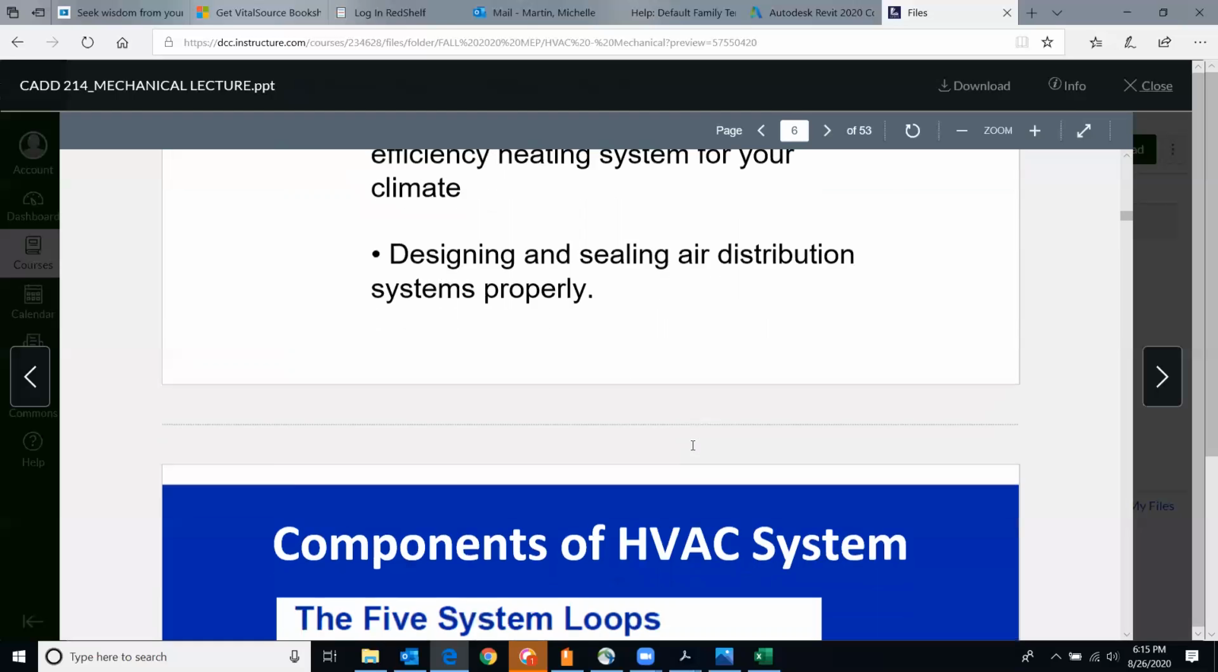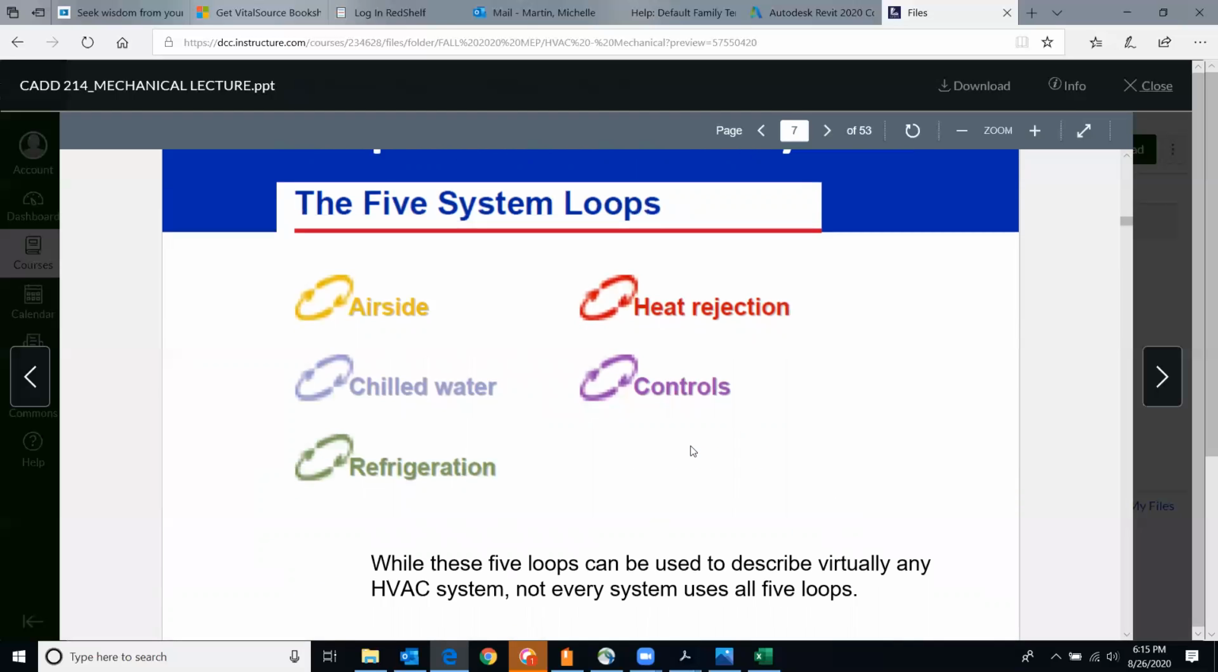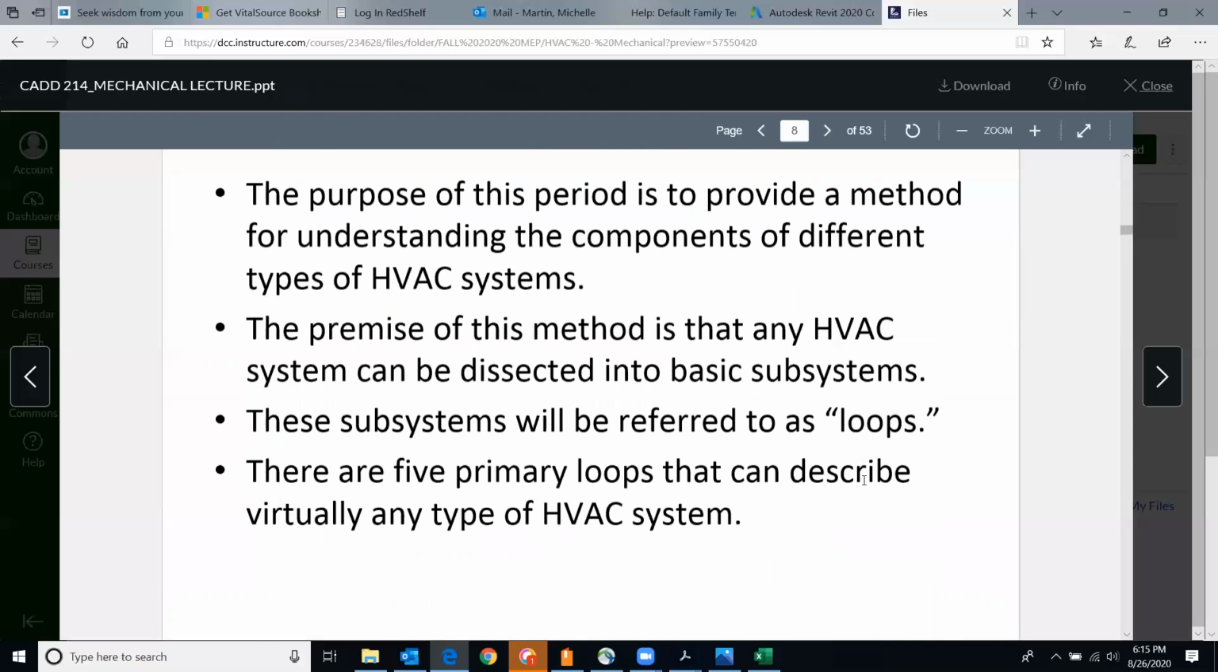These are the different loop systems. I'm going to go over these really quickly with you, but the best thing for you to do is to read about each one as you go through this PowerPoint. There are all these different types of heating and cooling systems, and each has its own purpose.